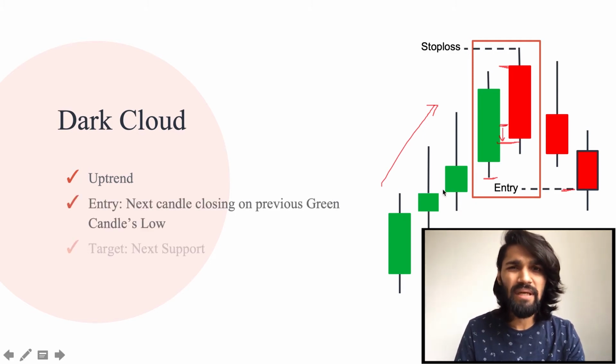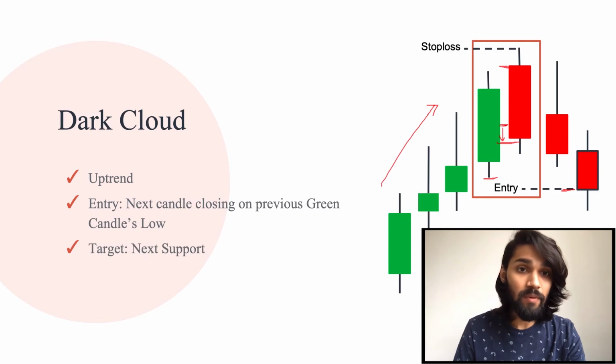The target would be within 10 to 12 candles and your next support. The stop loss would be the high of the red candle, the dark cloud red candle.